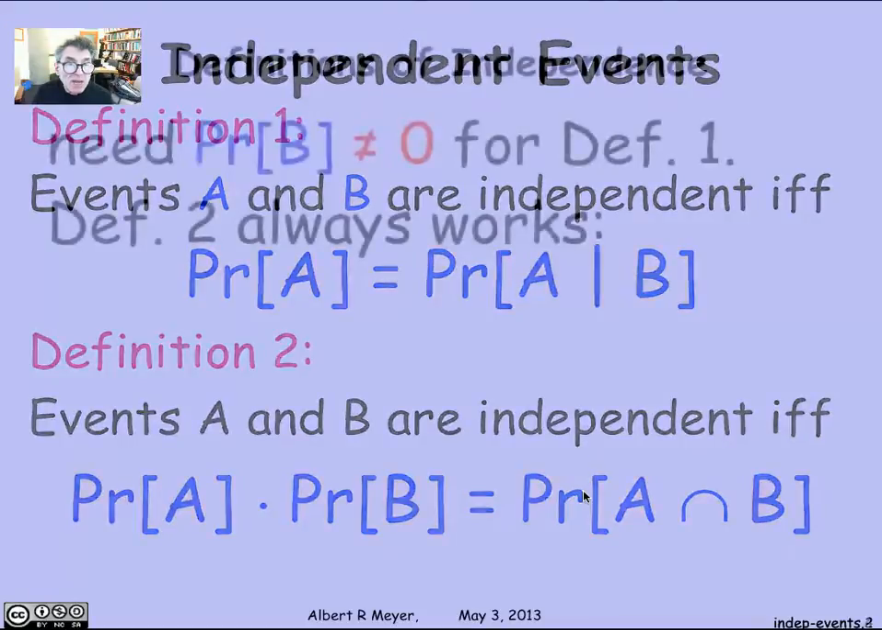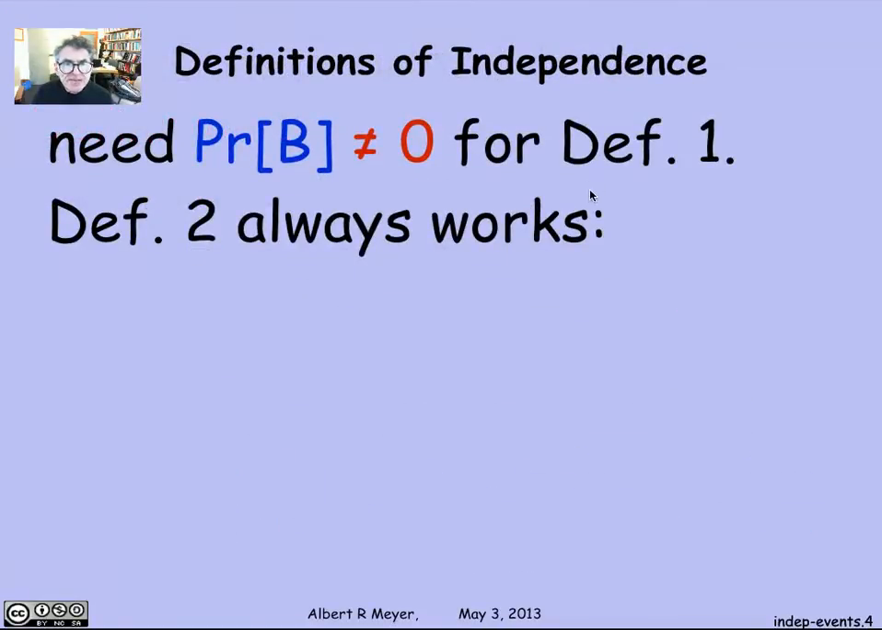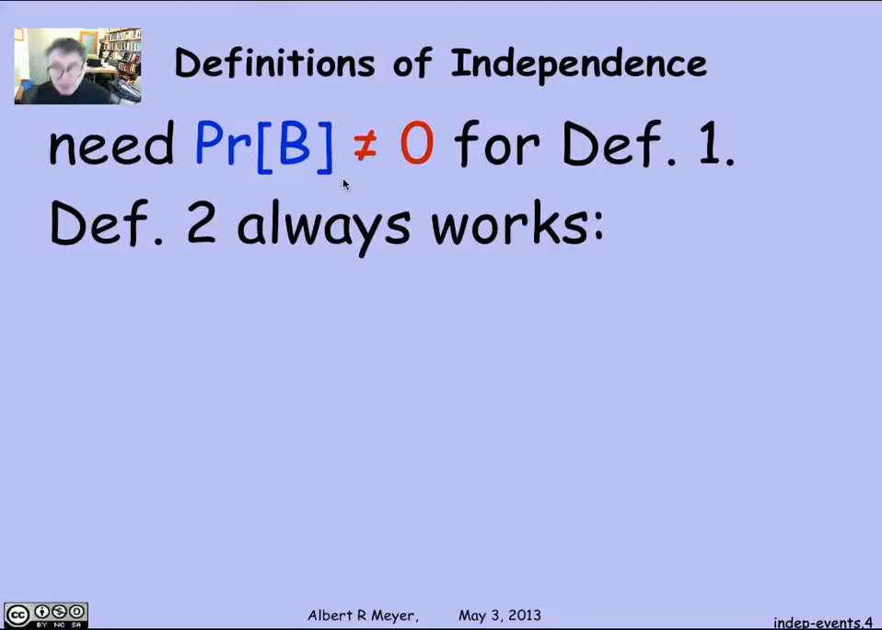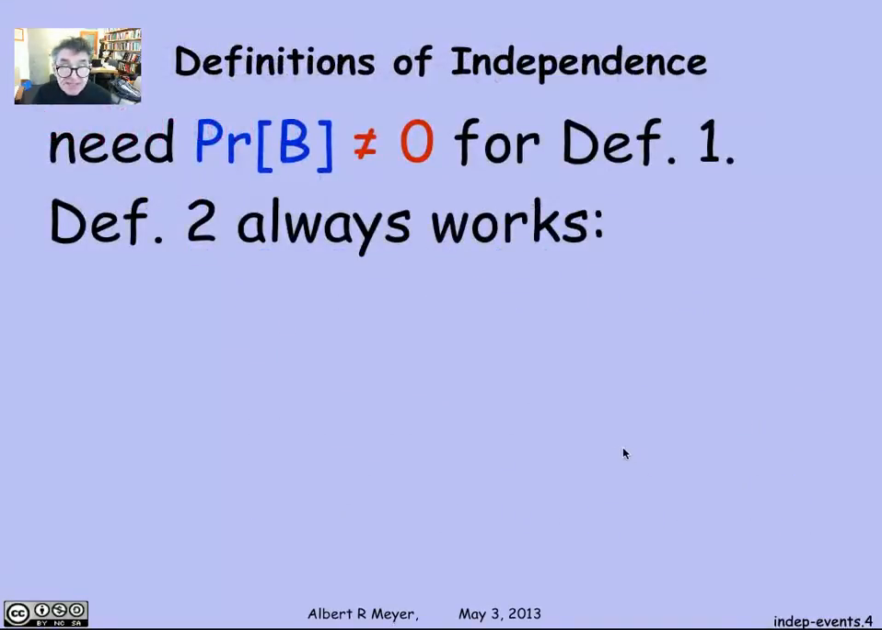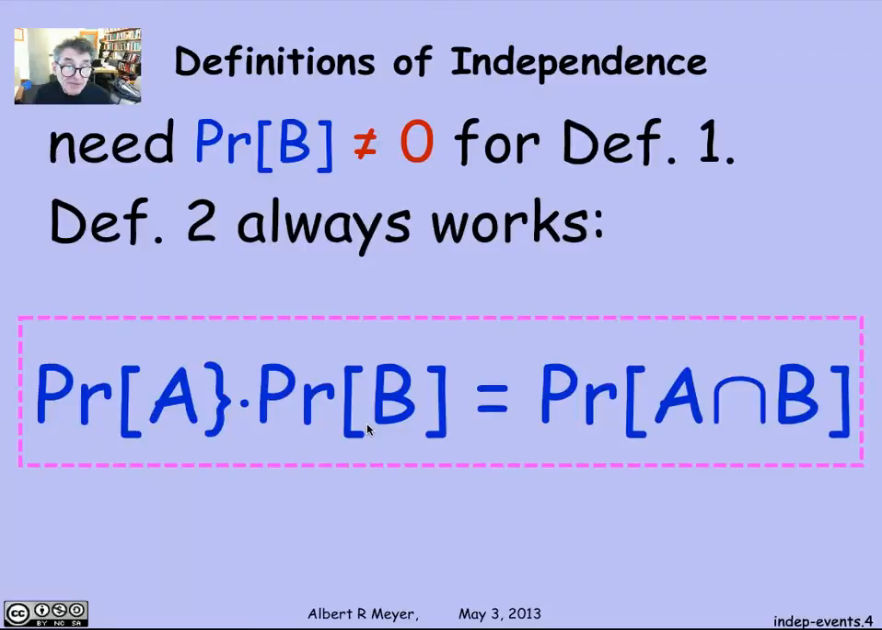Okay. Definition 2 has the slight advantage that it always works, whereas definition 1 implicitly requires a nonzero divisor. Remember, the probability of A given B is defined as the probability of the intersection divided by the probability of B. It's only defined if the probability of B is positive, whereas the second definition always works, and we don't have to put a proviso in about the probability of B being non-zero. So that's the definition of independence.